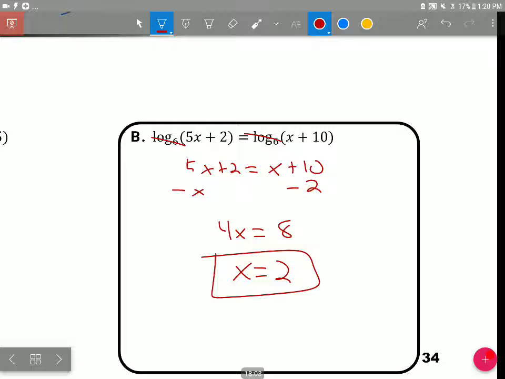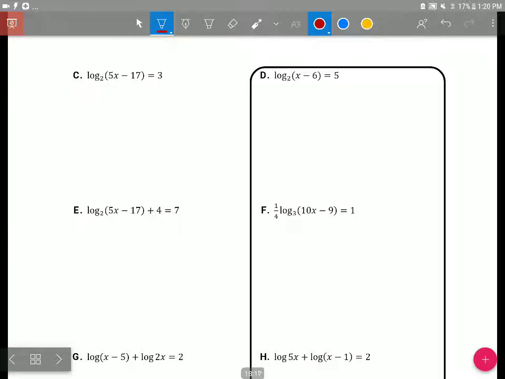Cool? All right, so here's the deal. This only works if everything has a log. Okay? If one thing is missing a log, you can't do this. All right? Like in the next page. Does everything in letter C have a log? No, the 3 does not. So to solve this, we're going to have to turn it back into an exponential, or popcorn.